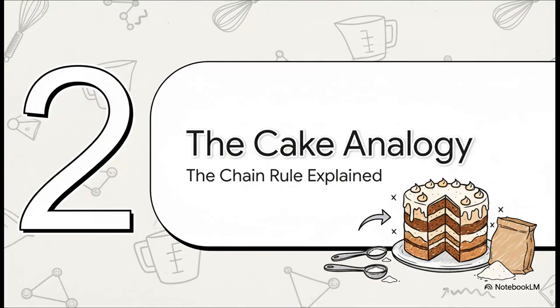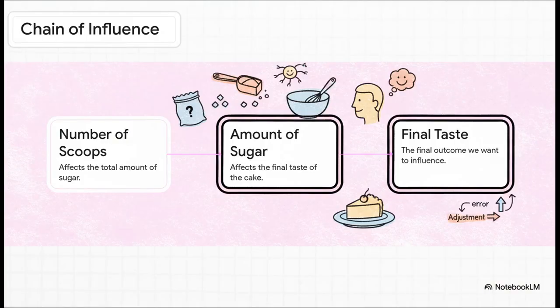Okay, to make this whole sensitivity thing super intuitive, let's forget about networks for a minute and talk about something much tastier, baking a cake. This is going to help us understand the mathematical engine behind backpropagation, a little thing called the chain rule. So, just imagine the final taste of your cake depends on how much sugar is in it. Makes sense. And the amount of sugar, well, that depends on how many scoops of sugar you add. See, it's just a simple chain of cause and effect.